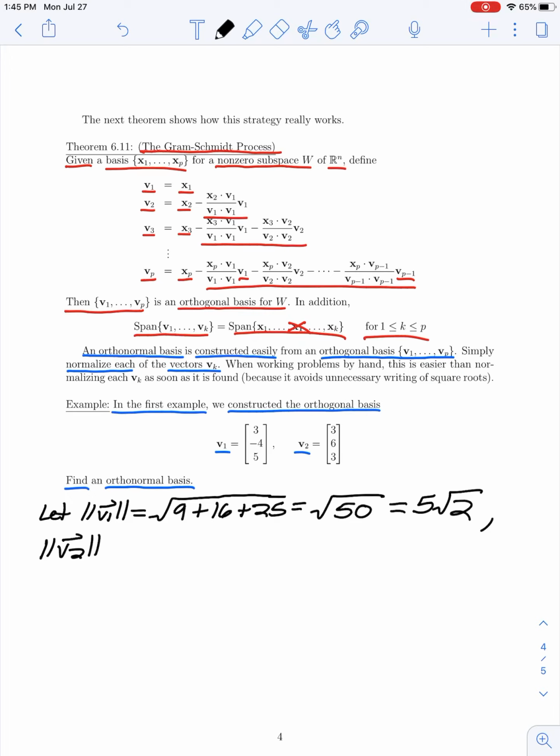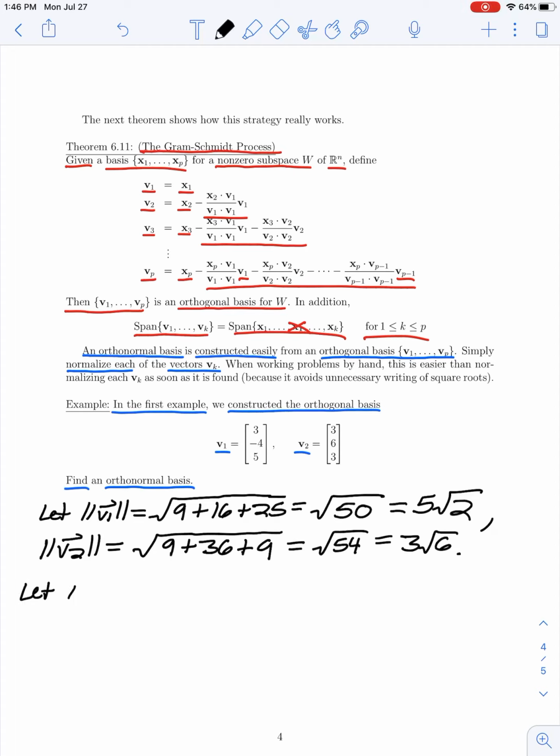The length of the vector v2 would be the square root of the sum of the squares of our components. So 3 squared is 9, plus 6 squared is 36, plus 3 squared is 9. So altogether we have the square root of 54. 54 is 9 times 6, so we have 3 root 6 in simplified form.